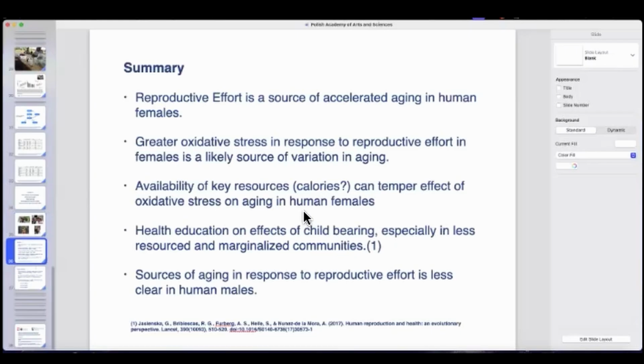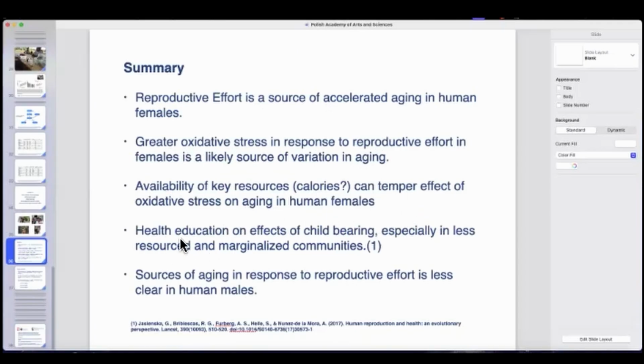So, where does this all leave us? Well, I think for females, it's safe to say that reproductive effort is a source of accelerated aging in human females. I think it's safe to say that greater oxidative stress in response to reproductive effort in females is a likely source of variation in aging. Based on our studies here in the United States, comparing them with those in Poland, the availability of key resources, perhaps calories, can temper the effect of oxidative stress on aging in human females, which supports many of the ideas that have been put forward by Grażyna herself and others.